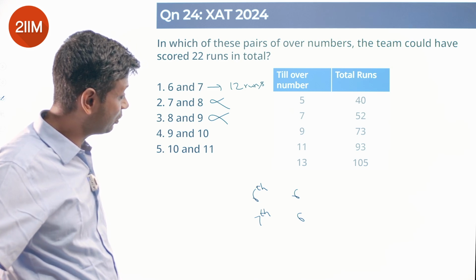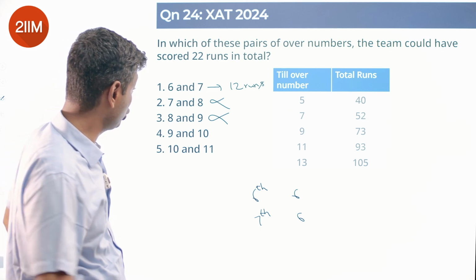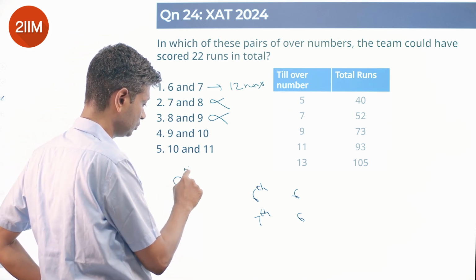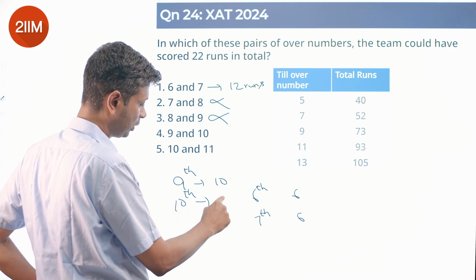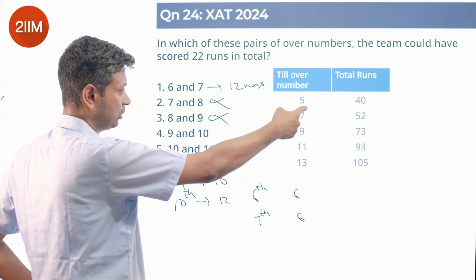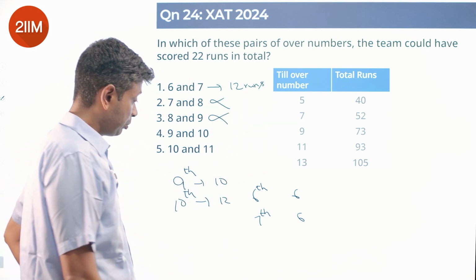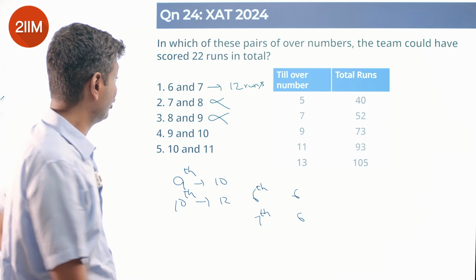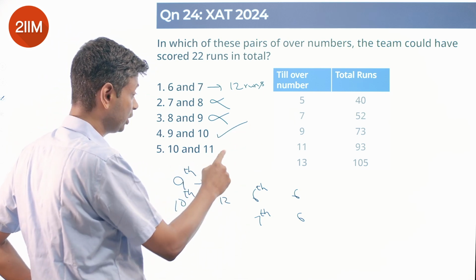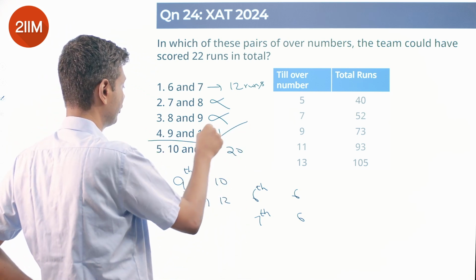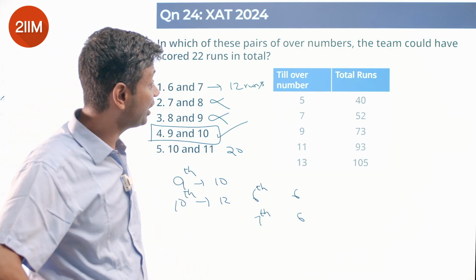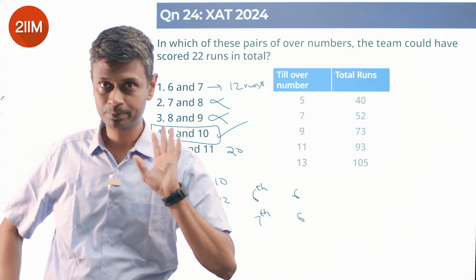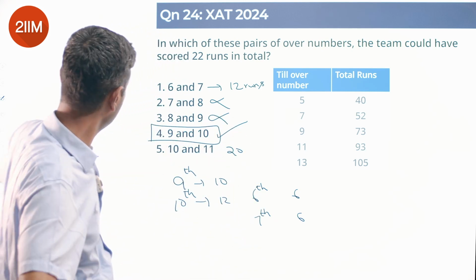9 and 10, that is very interesting. In the 9th over, they could have scored 10 runs. In the 10th over, they could have scored 12 runs. 9 plus 10 is 21, that is fine. 10 plus 11 is 20, that would also have been fine. This is possible. 10 and 11 together, 20 runs they scored, is not possible. This is the answer. Only in the 9th and 10th, that 2 over set, could it even have been 22 in any scenario. Other scenarios are not possible. Lovely.